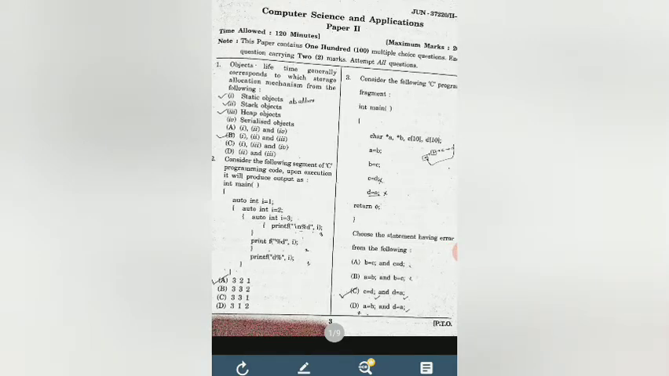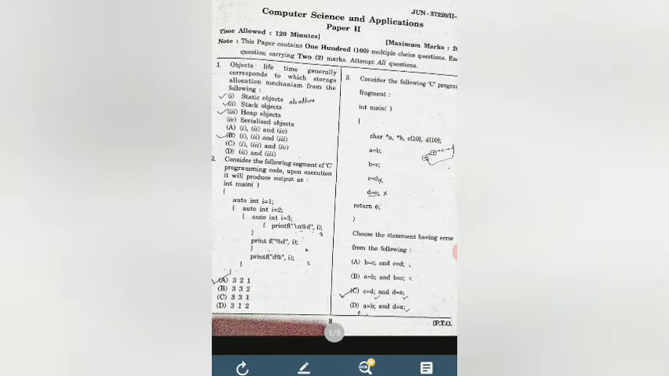Object lifetime generally corresponds to which storage allocation mechanism? Here the correct options are static object, stack object and heap object. So option B is correct: 1, 2 and 3.